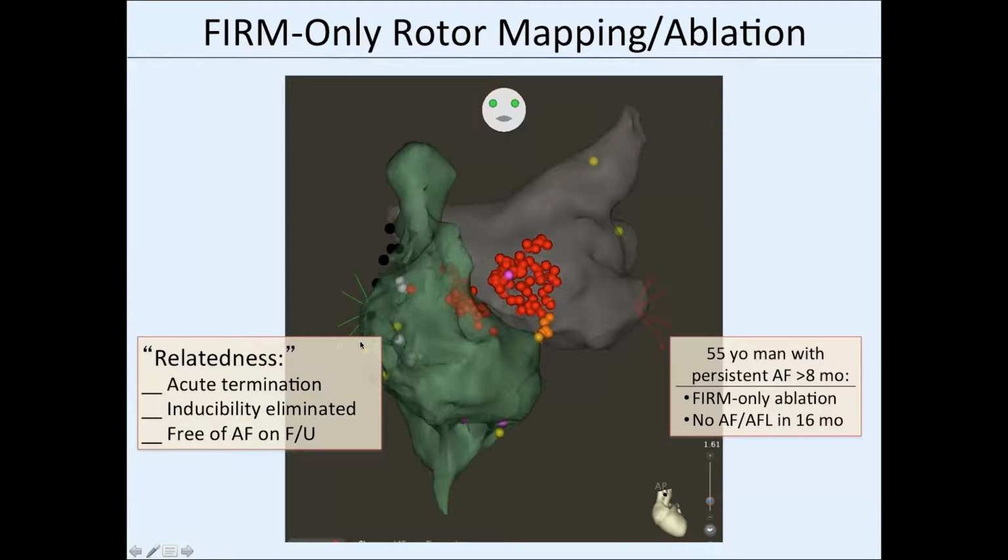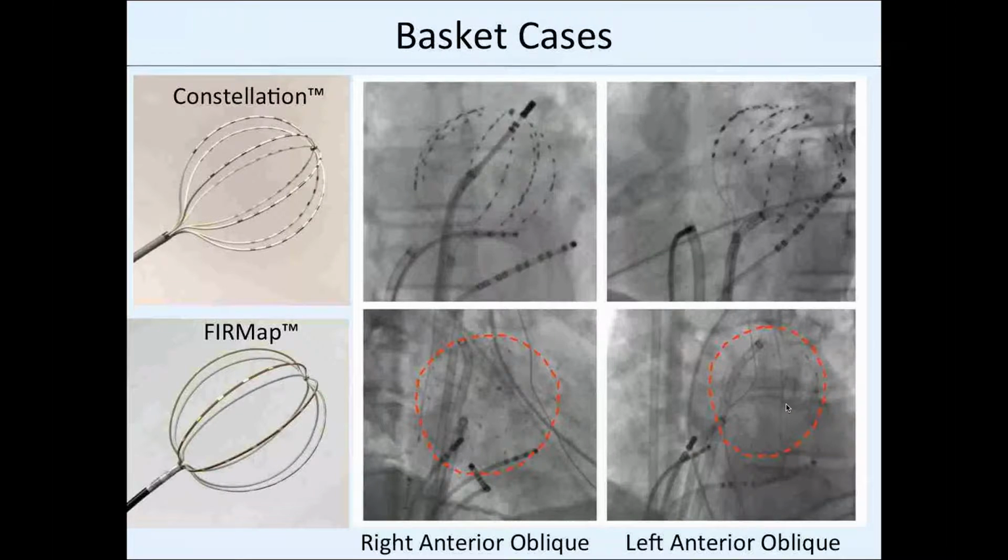So in this gentleman, we felt that our site indicated by firm mapping was definitely related to the ongoing atrial fibrillation process because we had acute termination of atrial fibrillation when ablating. Guided by this, we eliminated the ability to initiate atrial fibrillation thereafter, even with stronger methods than were required at baseline, and he's been free of atrial fibrillation on follow-up for over 16 months now. I would point out that this was a firm-only ablation. We did not do pulmonary vein isolation in this particular individual, and yet he's remained atrial fibrillation free.